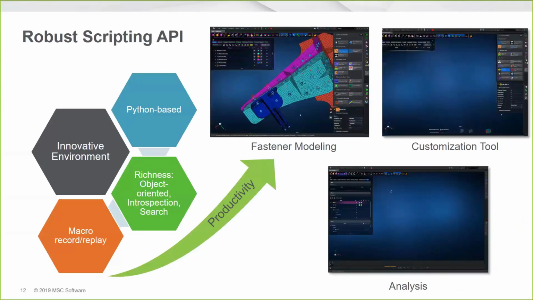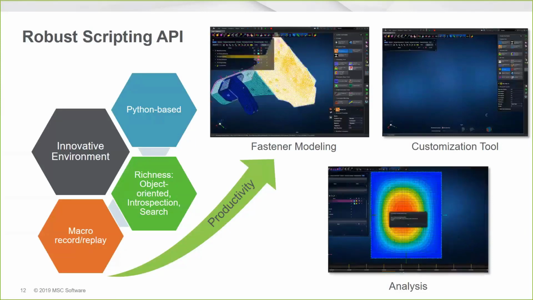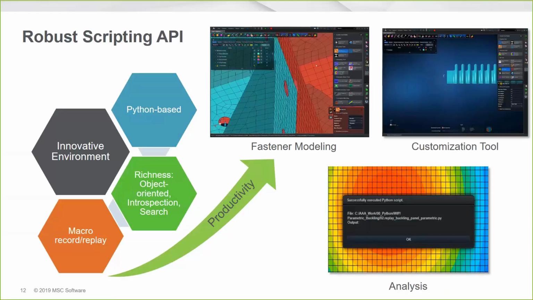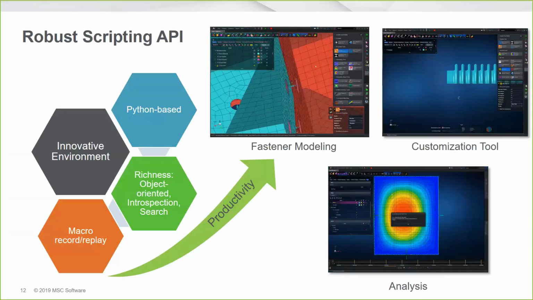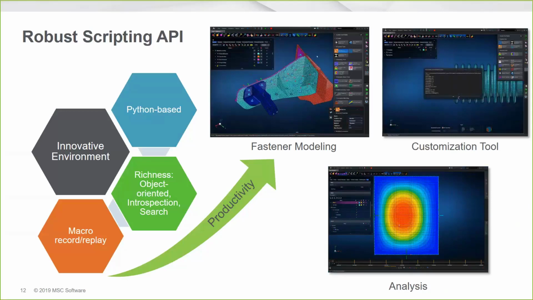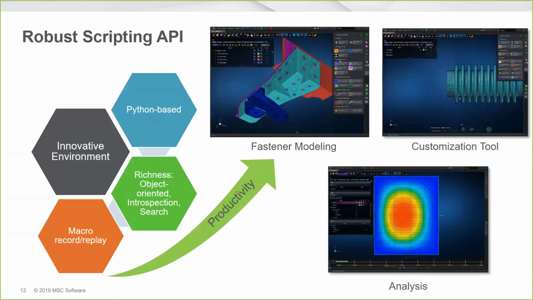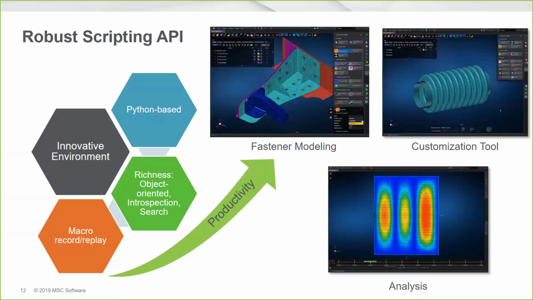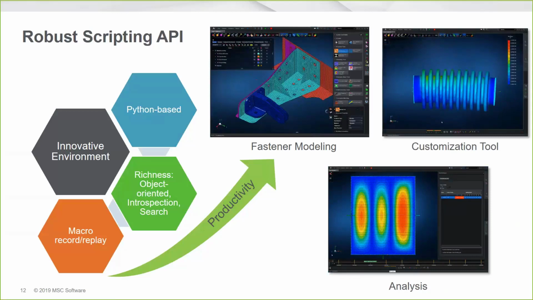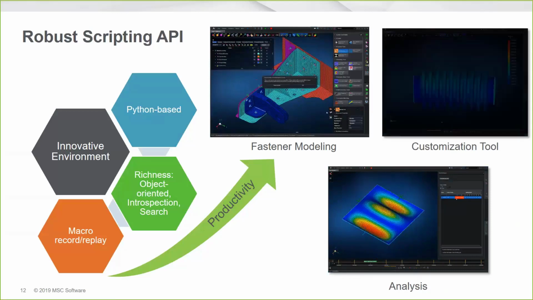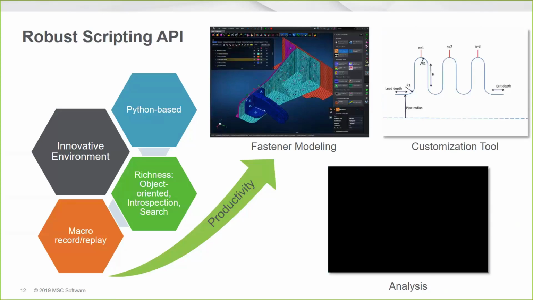But a key to the API that's part of Apex is Apex itself, that innovative environment. All the things you can do in the user interface, even interactive activities such as edge and vertex drag, are all scriptable. That's a really cool feature that I find. The API in Apex is Python-based. This is natural since Apex itself is object-oriented, and of course Python is object-oriented as well.